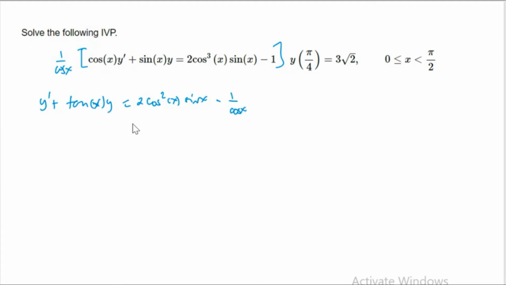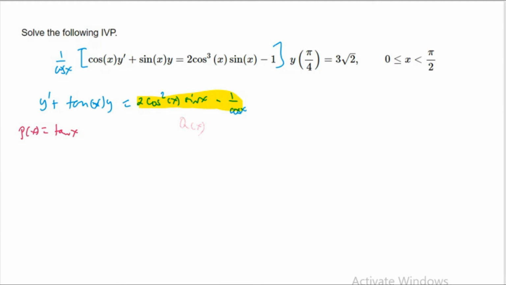Okay, so next we are going to identify p of x and q of x, since this is already in standard form. We can see that the value of p of x is tangent of x, and the value of q of x is actually this one. Okay, so this is now our q of x.